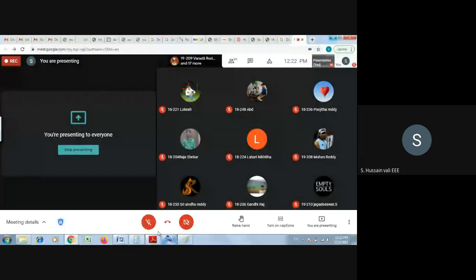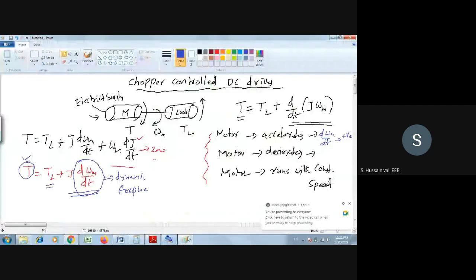When the speed of the motor remains constant, when omega is constant, this differentiation becomes zero. So in that case, T is equal to TL. When the electromagnetic torque is equal to the load torque, the speed of the motor remains constant. This is what you must understand.